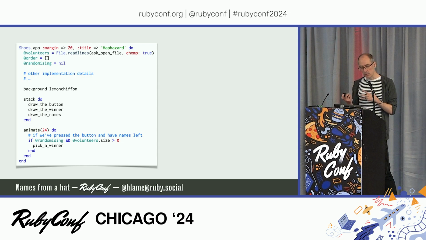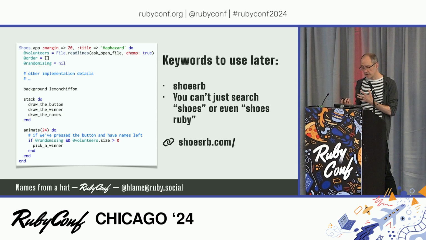It's the Ruby you know and love, driving a simple but powerful UI kit, and it's well worth exploring. If you want to find out more later, just search for Shoes RB. You can't really search for shoes or Ruby shoes because you are just going to get actual shoe on your foot content.